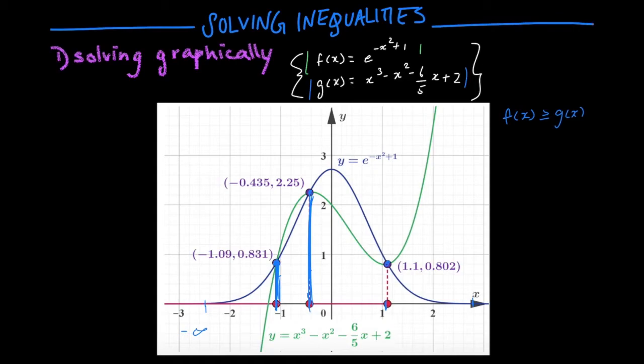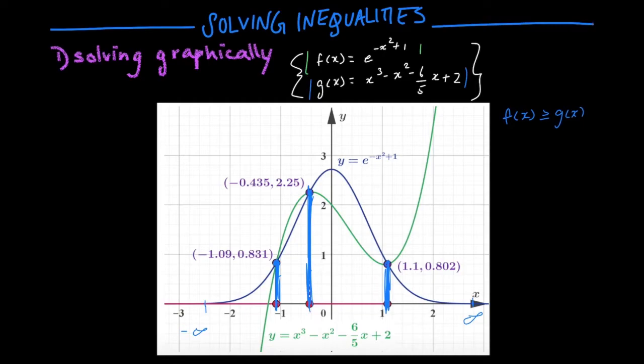And then when we look at the next domain from negative 0.435 to 1.1, we can see again that the blue function is greater than the green function. So this is part of our domain that we're looking for. And finally, from 1.1 to infinity, let's say, the blue function is smaller, so this is not part of the domain that we are looking for.